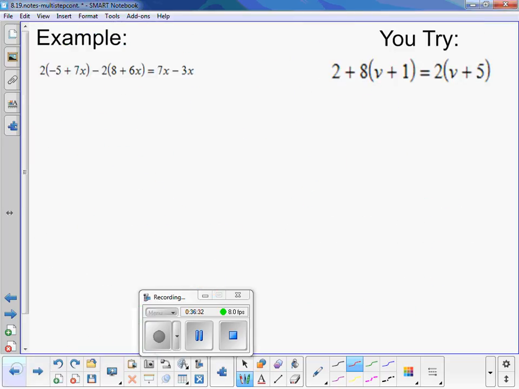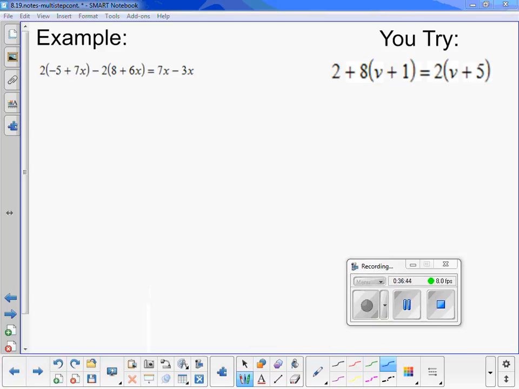Moving on to the last two problems. All right, so the problem on the left, there are two sets of parentheses and lots of variables. So let's look at this. Looking at the problem, I have to first distribute to simplify the left-hand side.